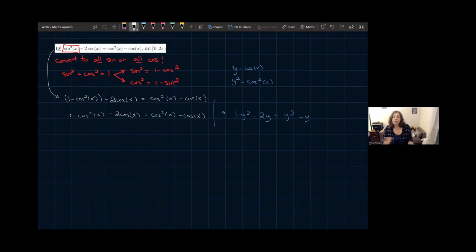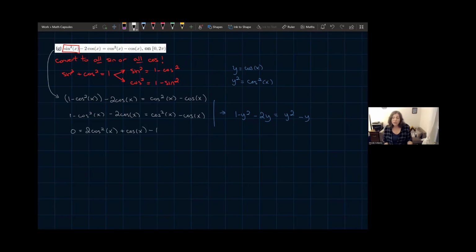If you remember, what you should do first is put everything to one side of the equation so that it's set equal to 0. So I'm going to move everything to the right-hand side. I have cos squared plus cos squared will give me 2 cos squared. I have plus 2 cosine minus cosine will give me plus cosine. And I have minus 1.